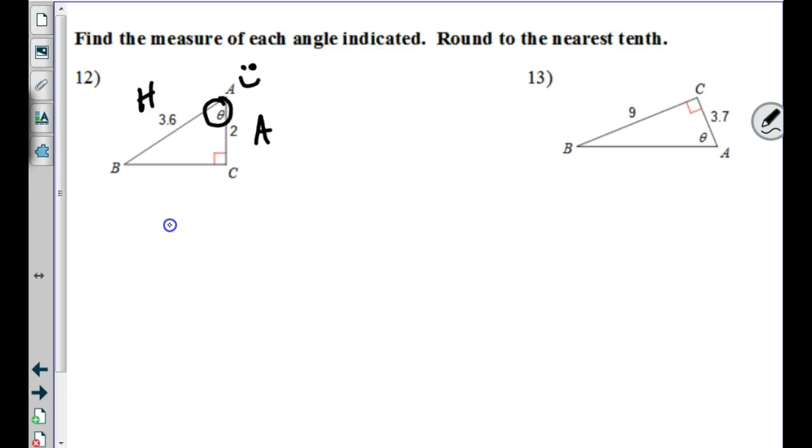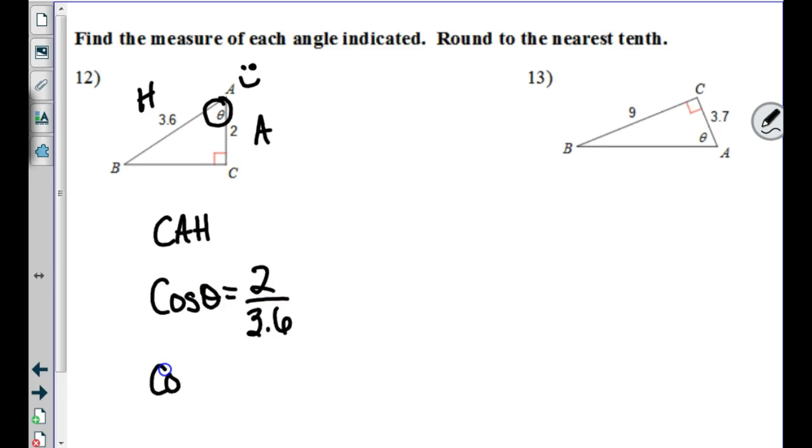A and H was in which one? Cosine, okay? So it's cosine of theta equals adjacent over hypotenuse. And then what do we do to get an answer for the angle? Yeah, we're looking to undo this ratio and find the angle. So we do second cosine 2 over 3.6. This should be coming back to you from geometry and maybe even 8th grade.